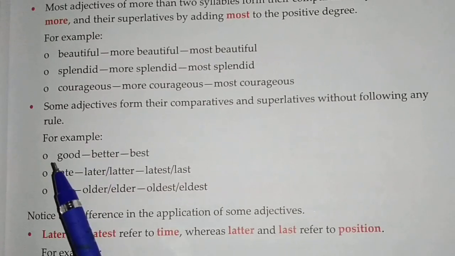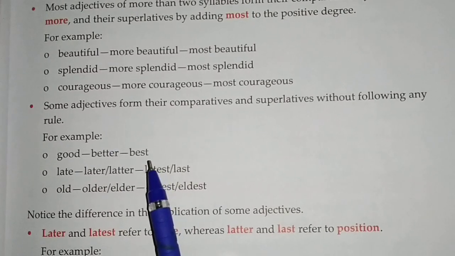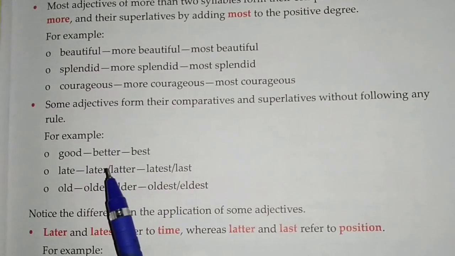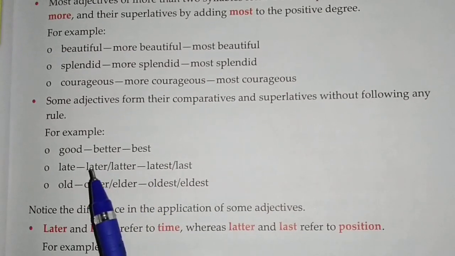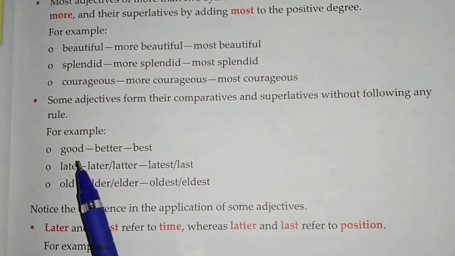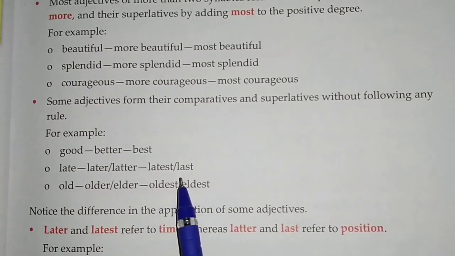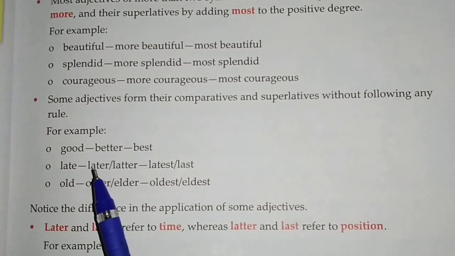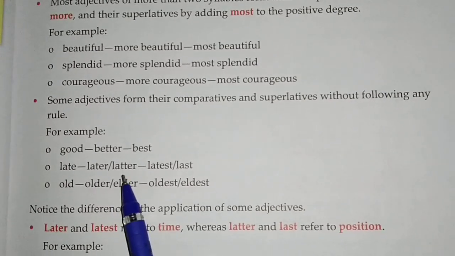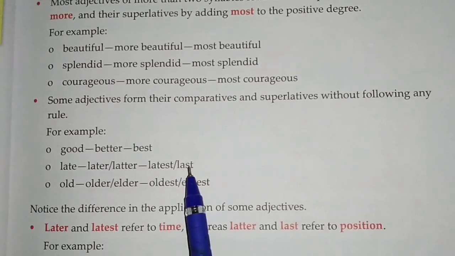For example, good. Its comparative form cannot be gooder or goodest or more good or most good. Rather, its comparative form is better and superlative form is best. Similarly, late. The word late has 2 comparative degrees and 2 superlative degrees. The 2 comparative degrees are later and latter, and the 2 superlative degrees are latest and last.